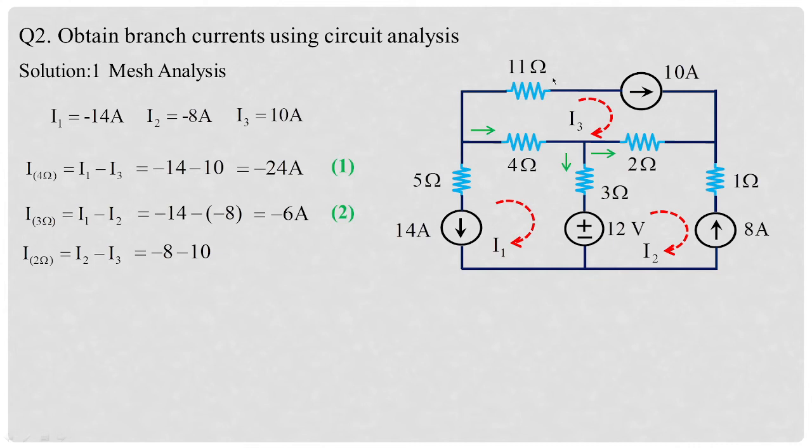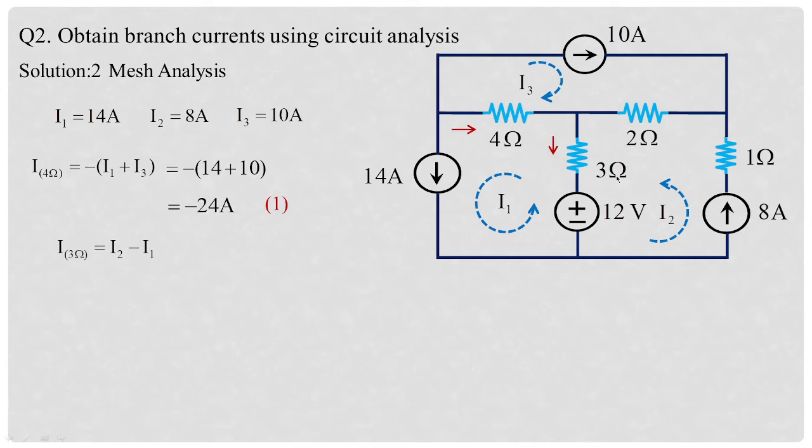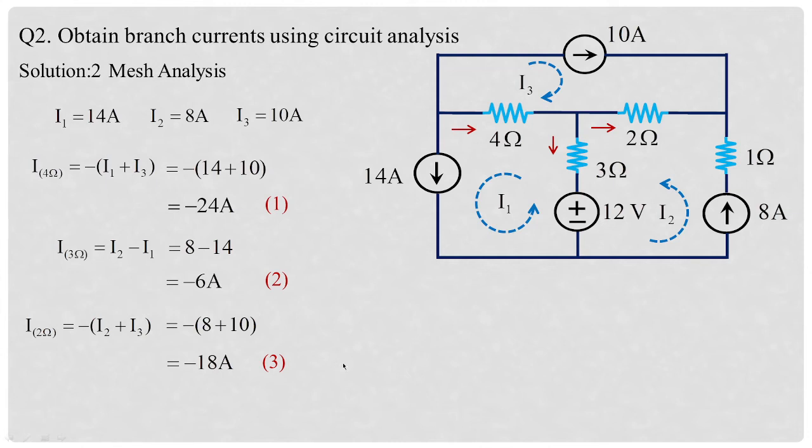So whether you have 11 ohms or not, the current in series remains the same. Similarly, 14 amperes, the current remains the same, and 8 amperes, which is flowing from this point to this point, will remain the same. That's why the circuit is changed to this, and we have obtained the same result for branch currents.